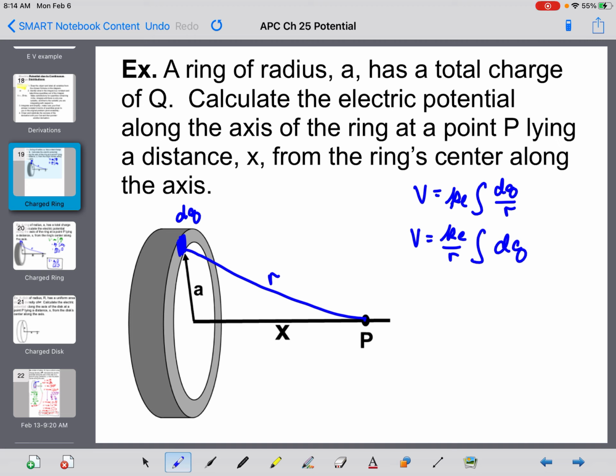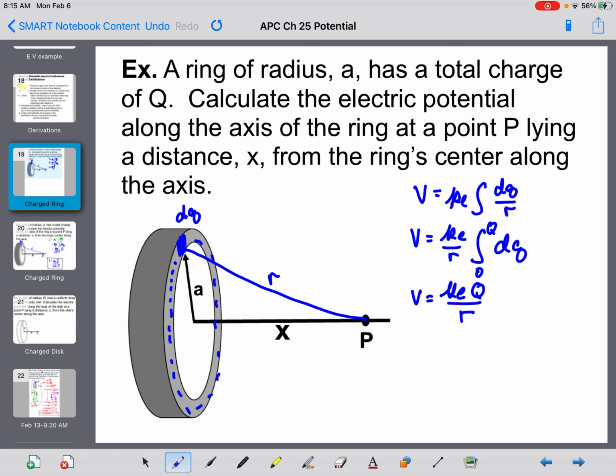I don't have to do any mathematical substitutions to do the integration. If I'm starting from my dq chunk and I'm summing around to all the dq chunks, then as I sum around, I gather up the charge. I start from 0. I end up with capital Q. So I integrate and I get V equals k_e Q over r.